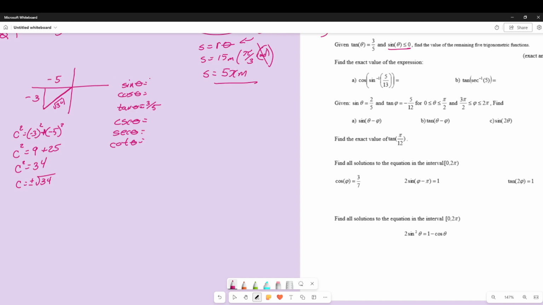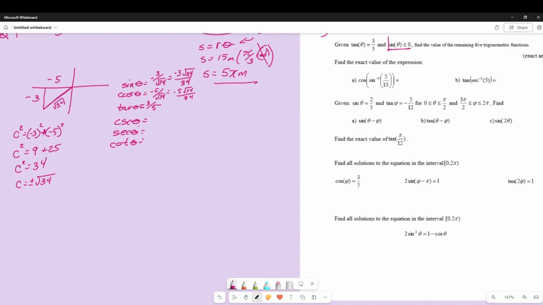So we know our sine is going to be -3 over the square root of 34, and we're of course going to rationalize that, so -3 square root of 34 over 34. Our cosine is going to be -5 over the square root of 34, which again we'll rationalize into -5 square root of 34 over 34. And the reason we had to be careful about it being in quadrant 3 is because if not, we'd have lost those negatives. So do be careful about that.